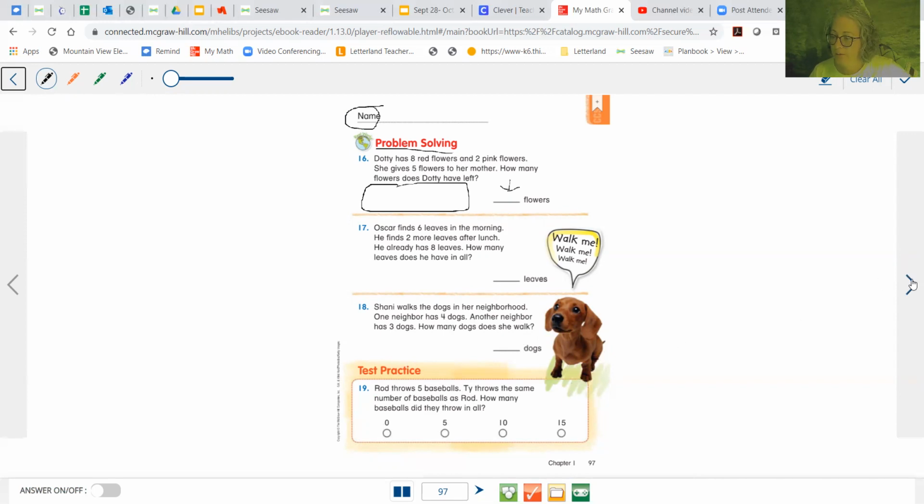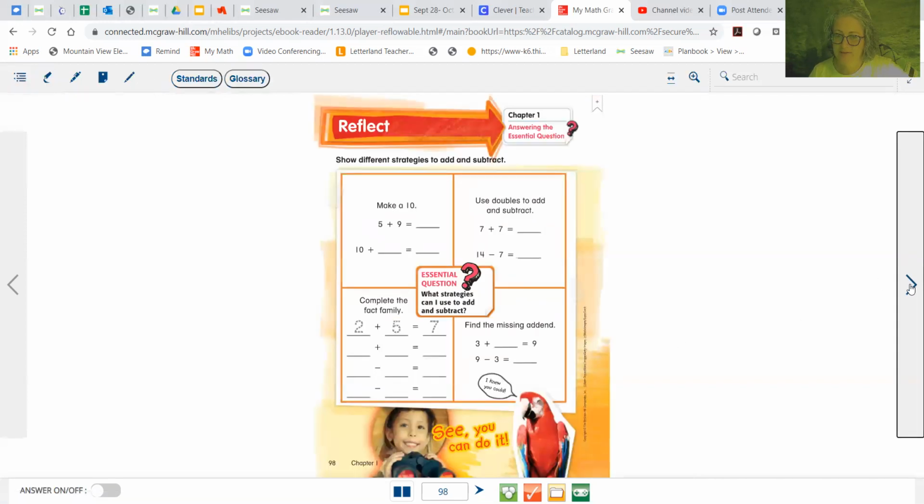So then we have page 98. And this shows different strategies to add and subtract. Make a 10. Show how you could make a 10 with this. How could you take something from this or this to make a 10 and then what's left over? If you forget how we do that, go back to the make a 10 lesson to see if it can help you, okay? Then use doubles to add or subtract.